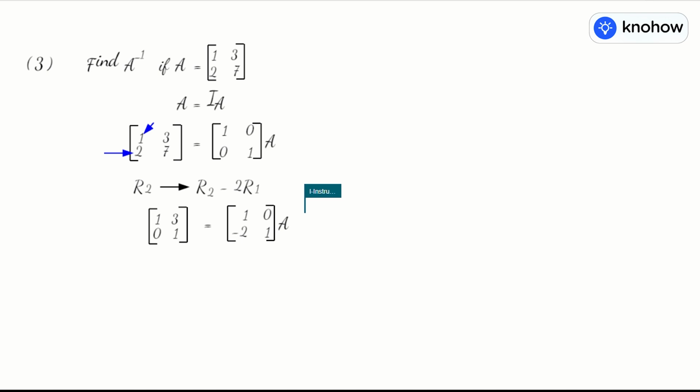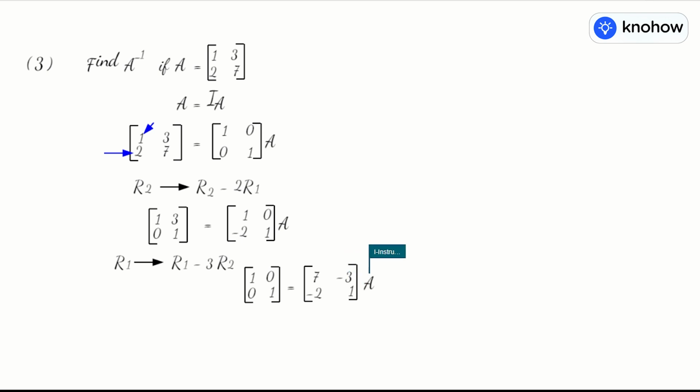Now we have got [1, 3; 0, 1]. The only thing is that this 3 has to be changed to 0, so you apply R1 replaced by R1 minus 3 times R2, so that the 3 becomes 0. So you get 1 minus 3 times 0 will not make a difference, 3 minus 3 times 1 will make it 0, so you have got the required left hand side [1, 0; 0, 1]. Applying the same on the right hand side, 1 minus 3 times minus 2, minus times minus, plus 6, so you get 7, and 0 minus 3 will make it minus 3, and minus 2, 1 as such, into A.